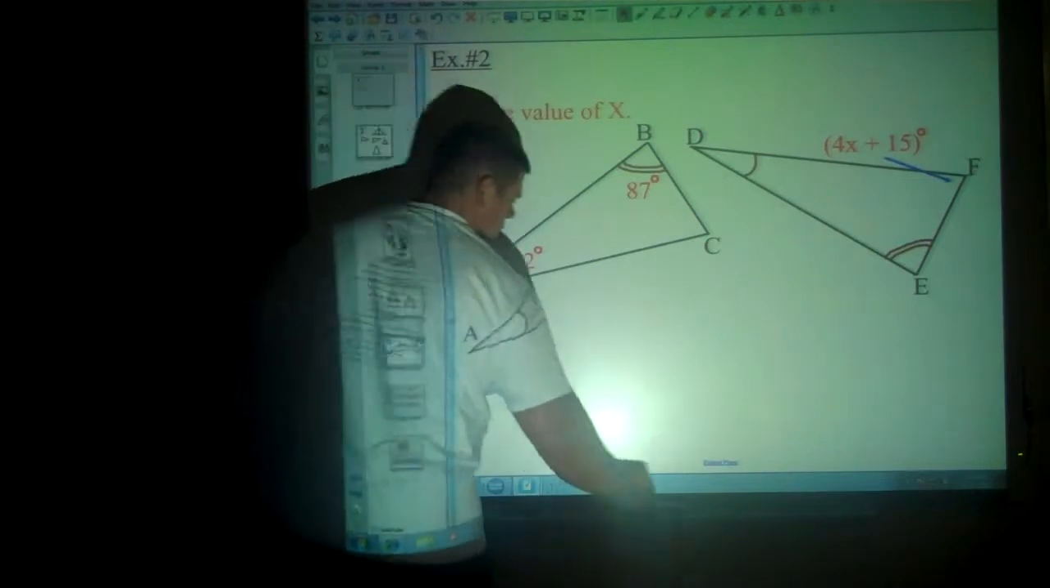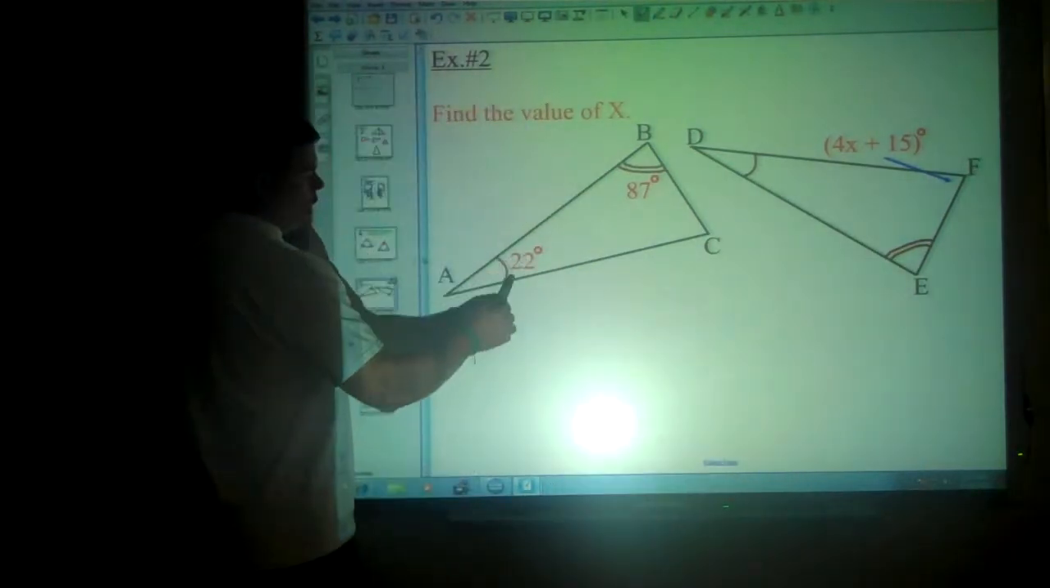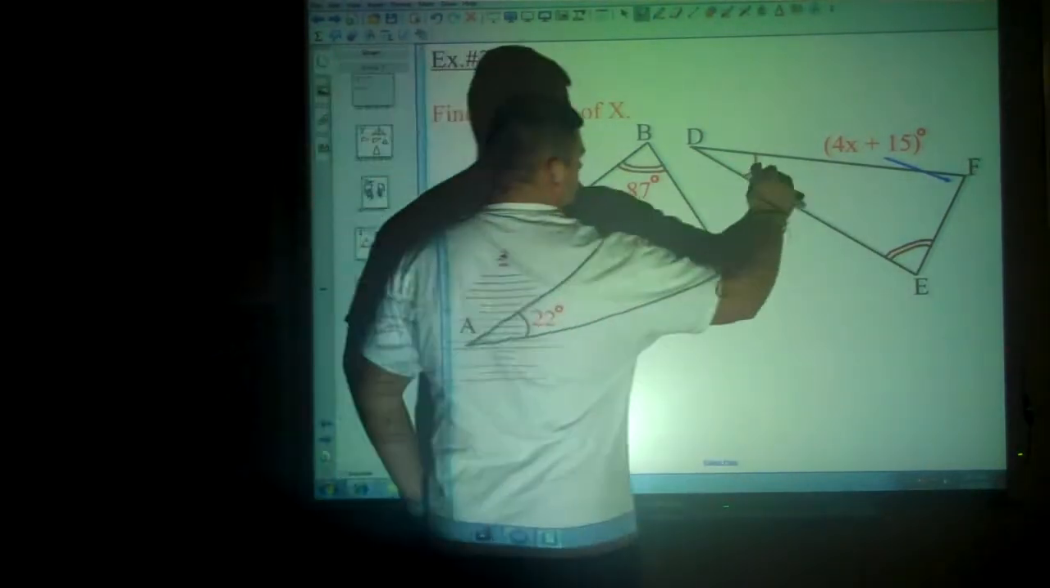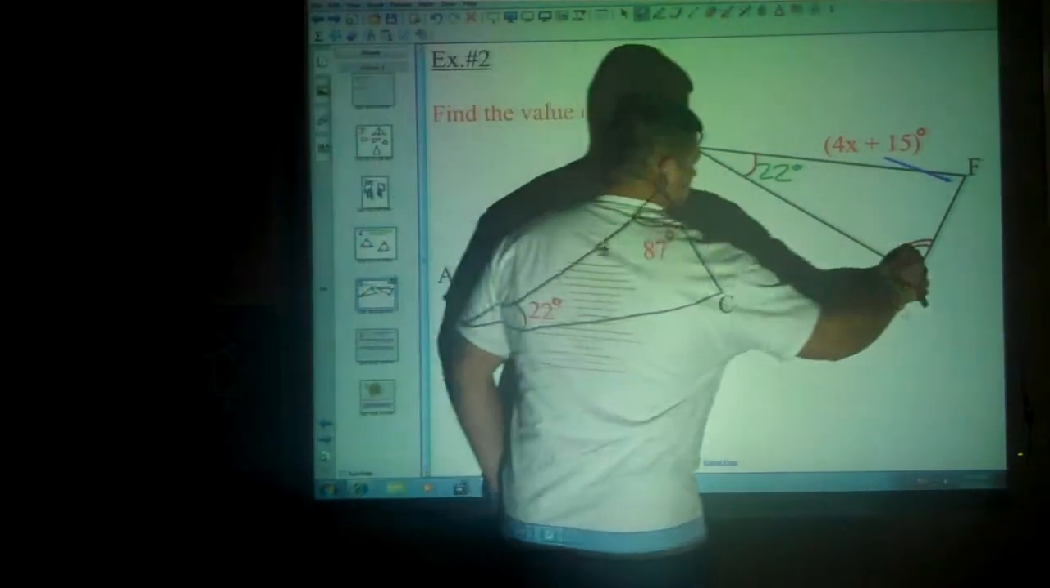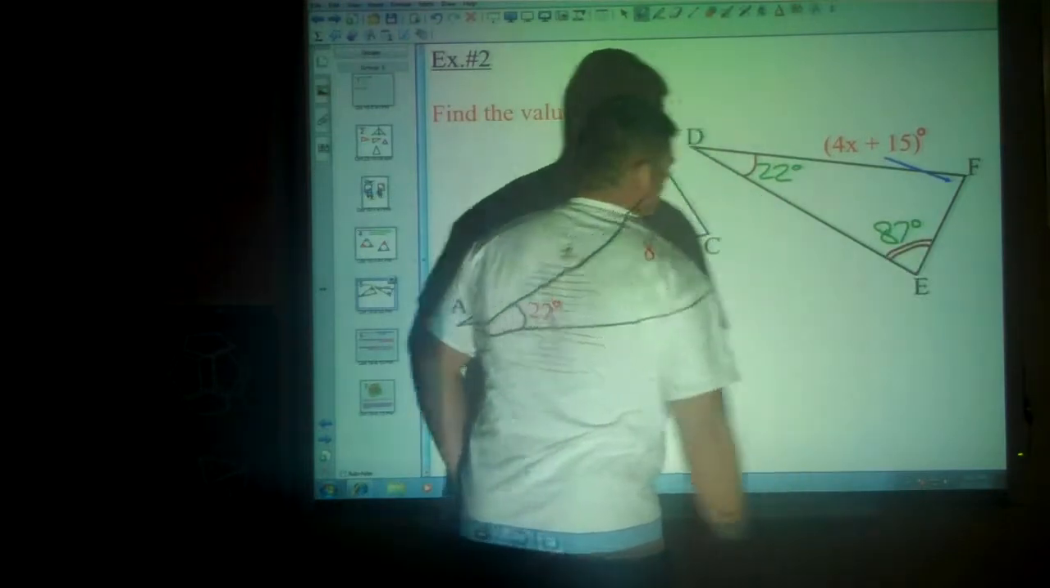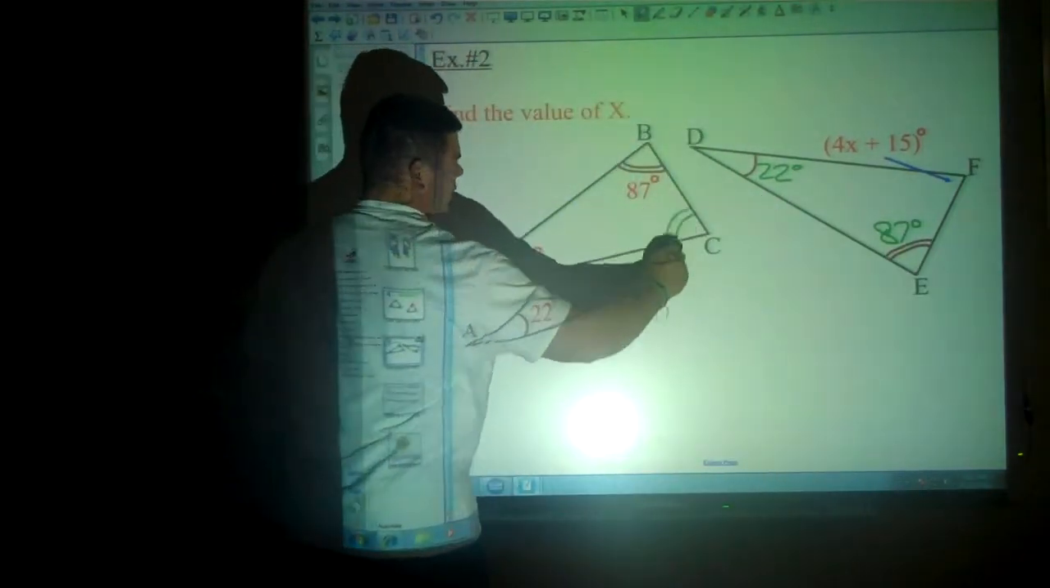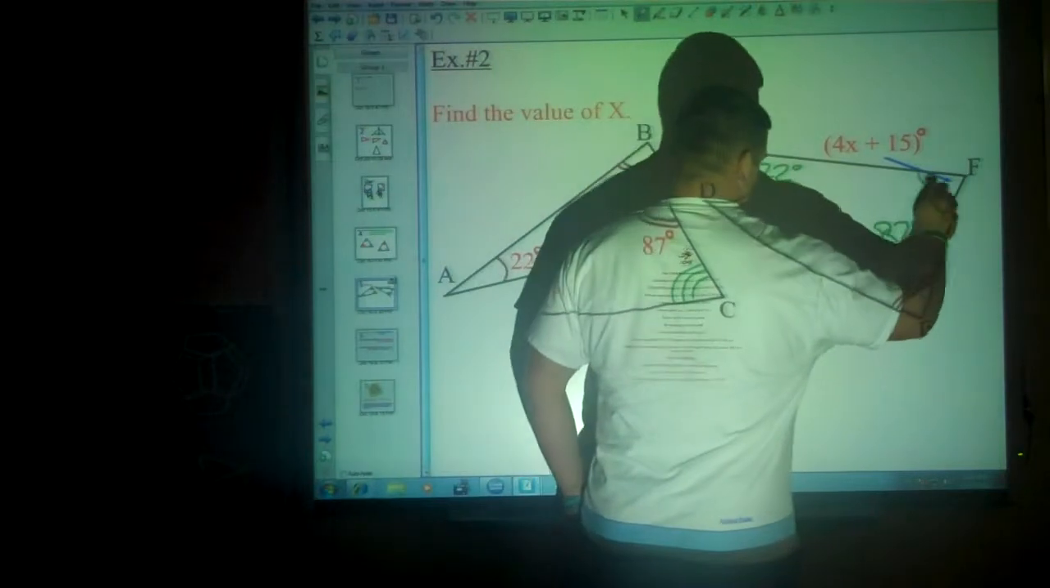You'll notice that when you look at the shapes, you got one arc here and one arc here, so this must be 22 degrees. You got two arcs here, which is 87, two arcs here, which means that's 87, and yes, whatever this is has to be what this is.